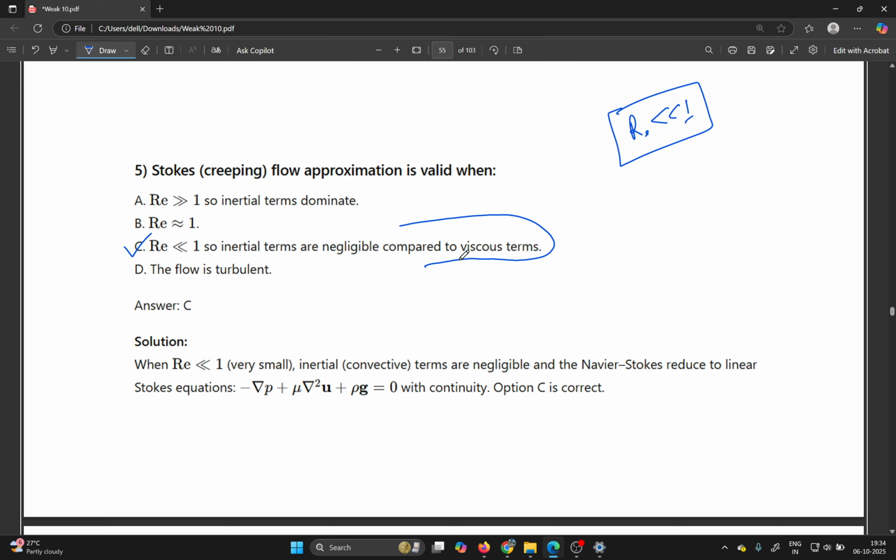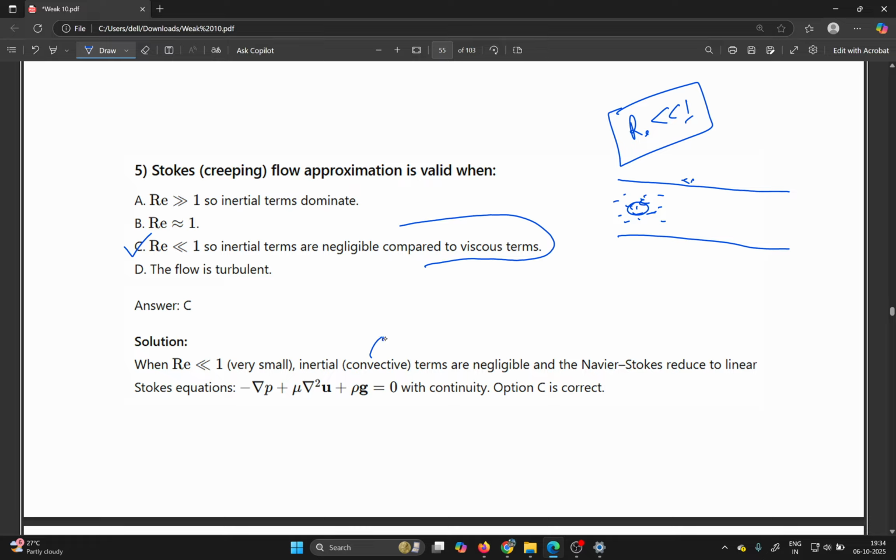Here a very important interpretation is given. Reynolds number less than 1 means very small. So inertial, that is the convective term. Inertial means nothing but the force due to your velocity, force due to the flow. Let me give you a pictorial representation. Suppose you have some velocity here. The force due to these velocities of the particle is known as the inertial force.